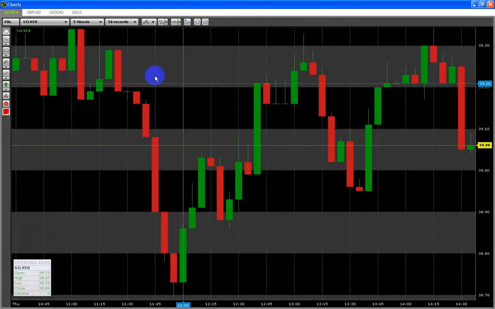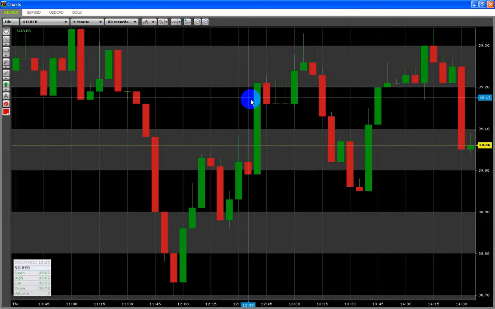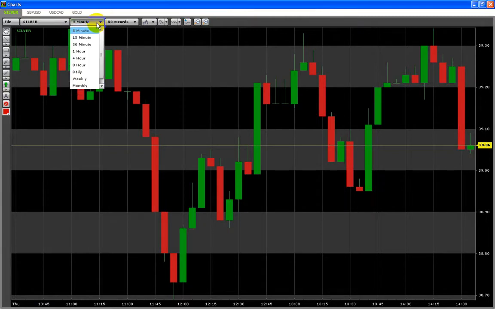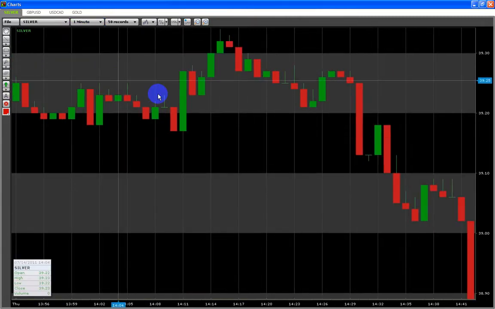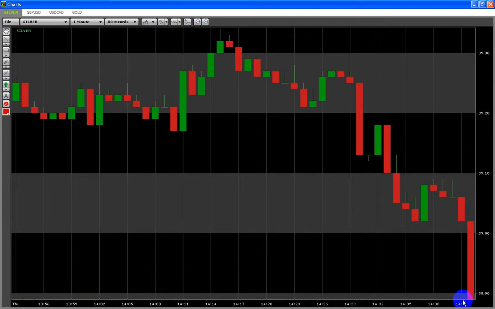The next button over here is called the period type, or basically the time period. And this is how much time does each one of these candlestick formations represent. So right now it's set on 5 minutes, and that means that each candlestick is equal to 5 minutes of time. So we can set it on 1 minute, which will show us what's happening. Oh, look at that, silver's just dropped about 10 cents there in the last minute.